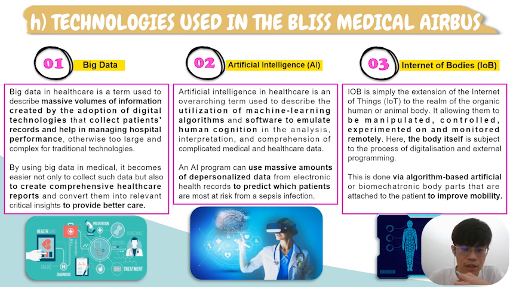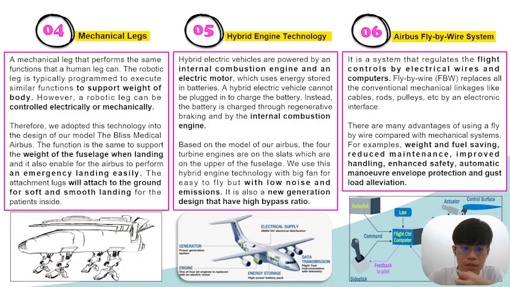The next one will be the Internet of Bodies. The Internet of Bodies is the extension of the Internet of Things, where it can control, manipulate, and monitor remotely the condition of the organic body. The third one will be the mechanical legs, allowing the Airbus to land and depart more safely and more easily. The fourth one will be the hybrid engine technology, which allows our airplane to fly less noisily and emit fewer gases. Okay, that's all from me.